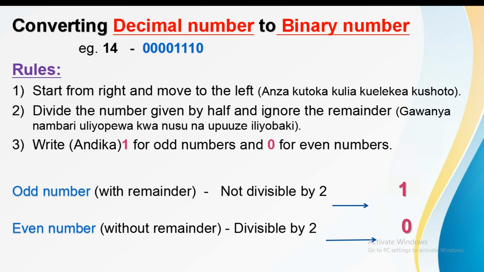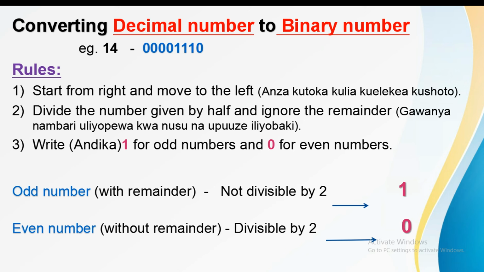So next we are talking about how to convert the decimal numbering, yani ile namba ya kawaida kuiconvert into a binary number. Namba ya kawaida ni kama 14. 14 ikiandikwa katika binary number inaandikwa 0000 111 and then 0 at the end.